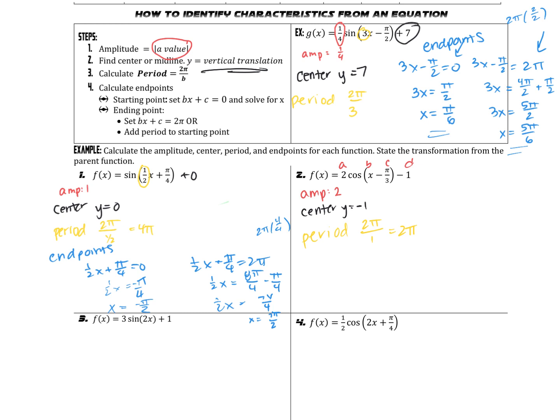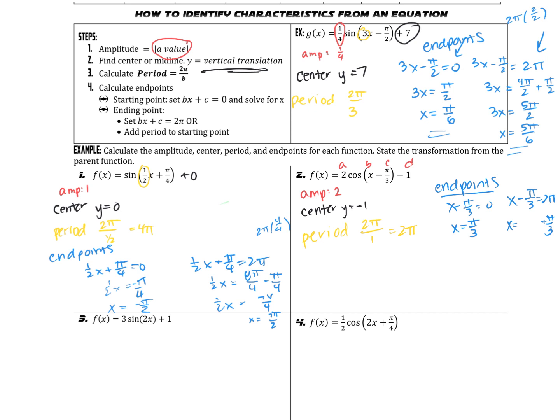And then last but not least, we're going to calculate our endpoints. So I'm going to say x minus pi over 3 equals 0, and x minus pi over 3 equals 2 pi. If I add pi over 3 to both sides here, I get x equals pi over 3 is going to be where I would start. And then x equals 2 pi plus pi over 3.